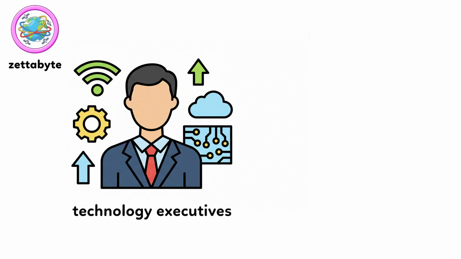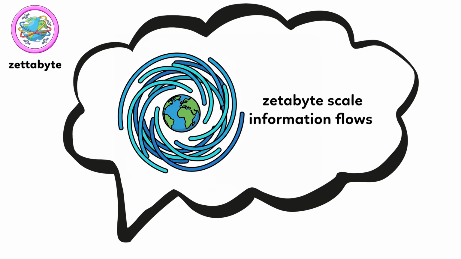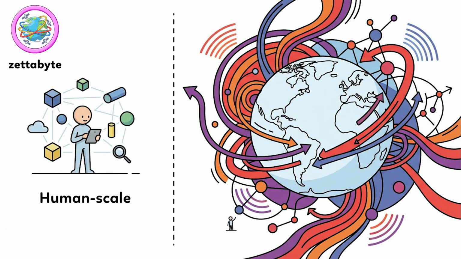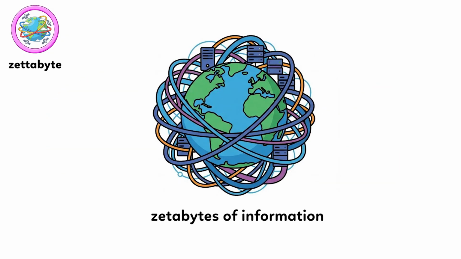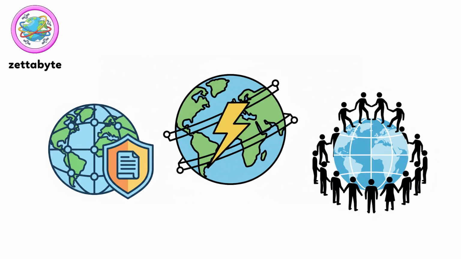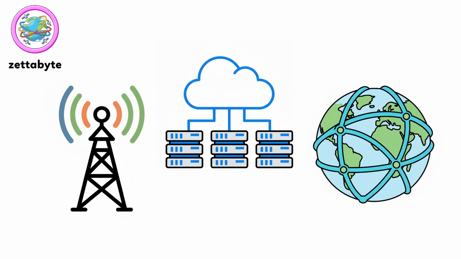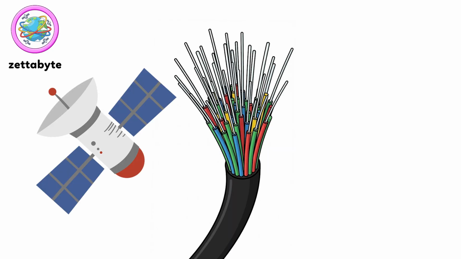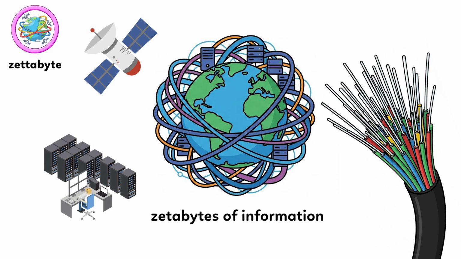When technology executives and government officials discuss digital infrastructure, cybersecurity, or data privacy policies, they're often thinking about zettabyte-scale information flows. This is where data storage stops feeling human-sized and starts operating at planetary scales. The economic, environmental, and technological implications of managing zettabytes of information affect global energy consumption, international data policies, and the fundamental structure of how modern society operates. Cloud service providers, telecommunications companies, and internet backbone infrastructure must coordinate to handle zettabyte-scale data flows efficiently. The cables, satellites, and data centers that enable global internet connectivity are designed to manage these enormous volumes of information seamlessly.